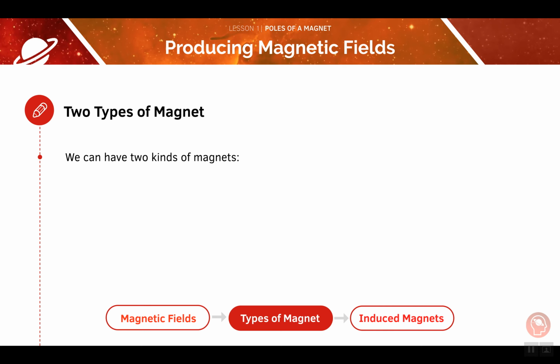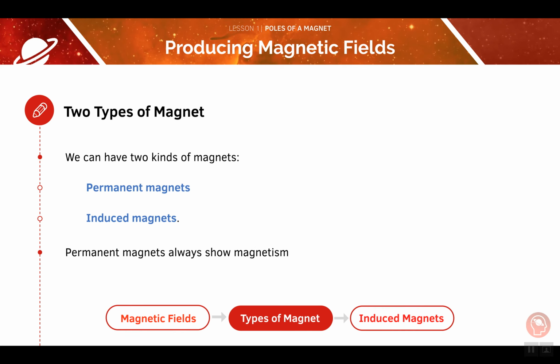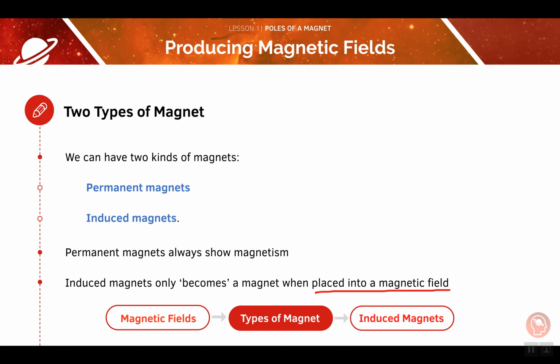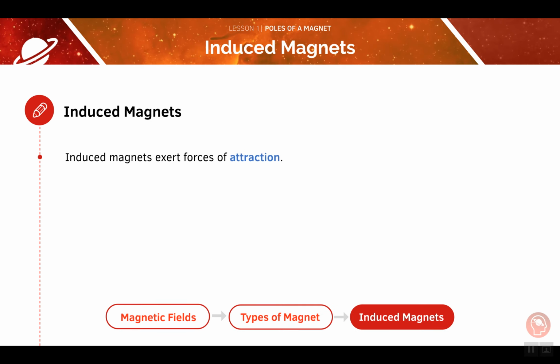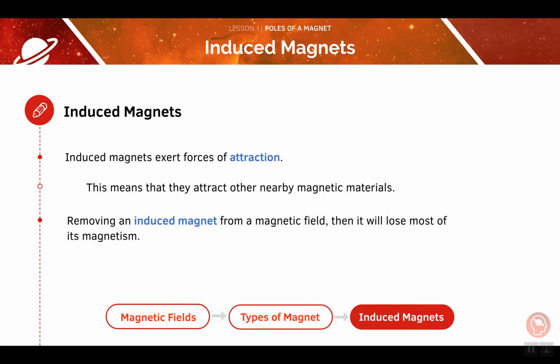We can have 2 kinds of magnets, permanent or induced, as we've just seen. Permanent magnets will always show magnetism. Induced magnets are slightly different. They only become magnets when they are placed into a magnetic field. Induced magnets will cause attraction. This means that they will attract other magnetic materials which may be close by.